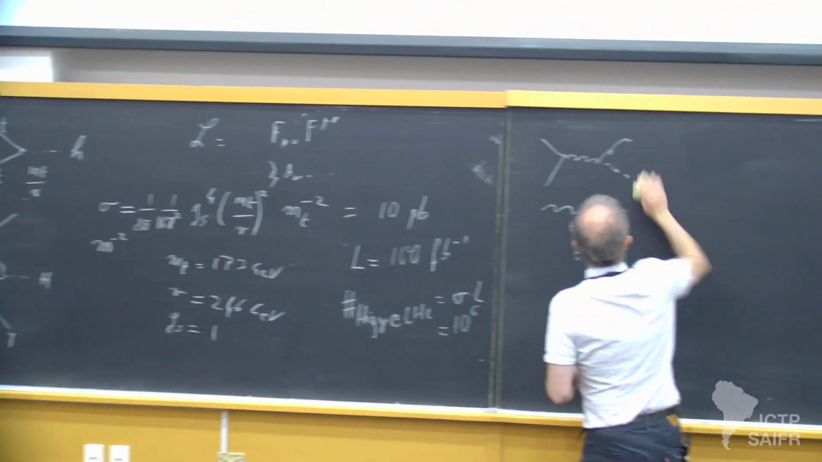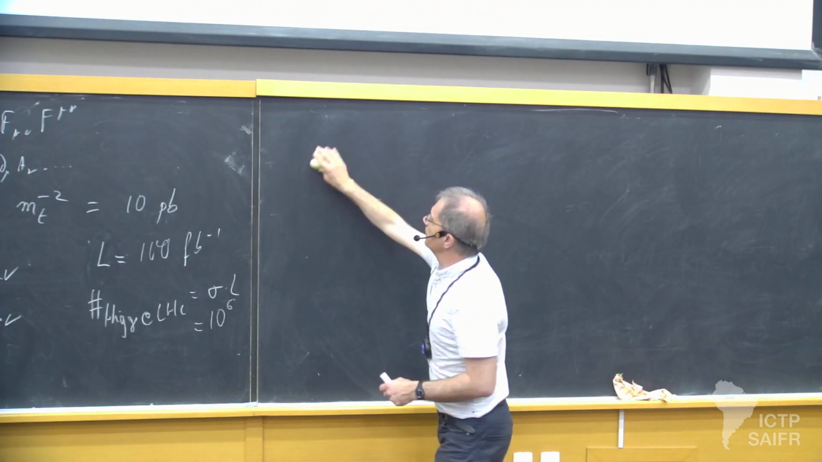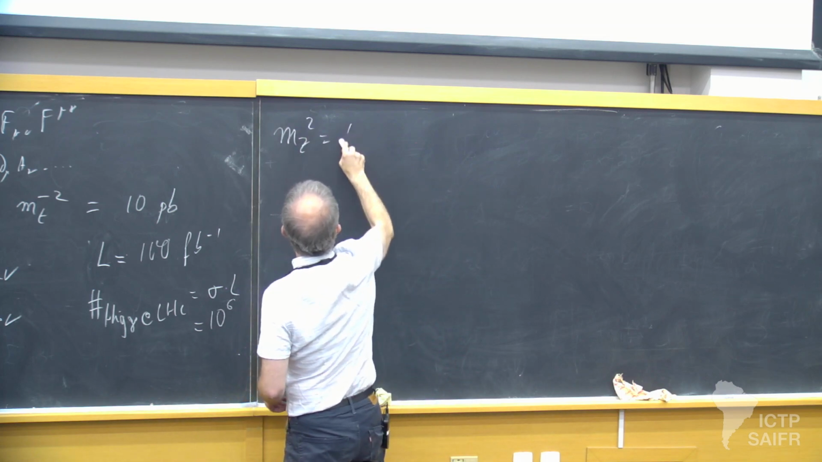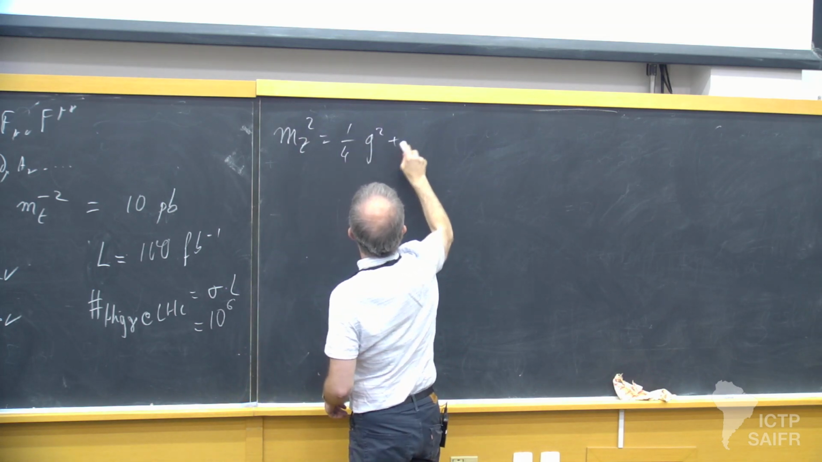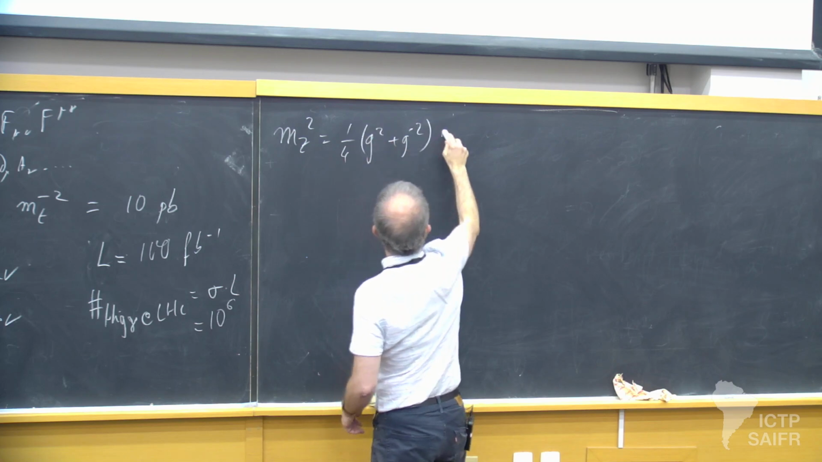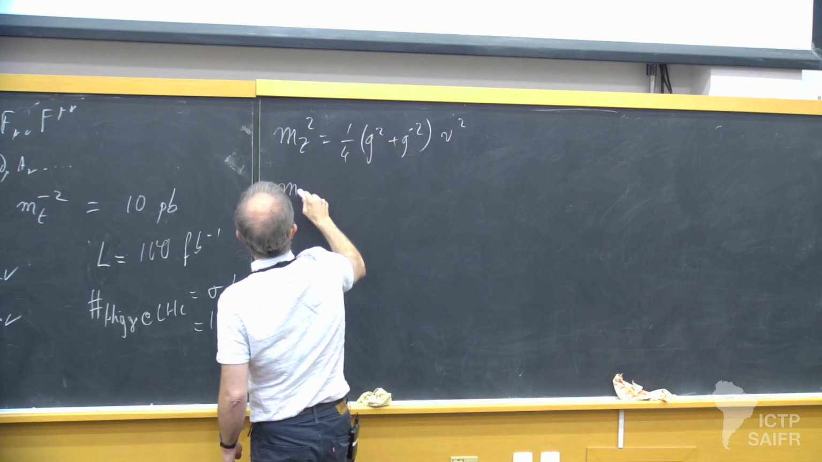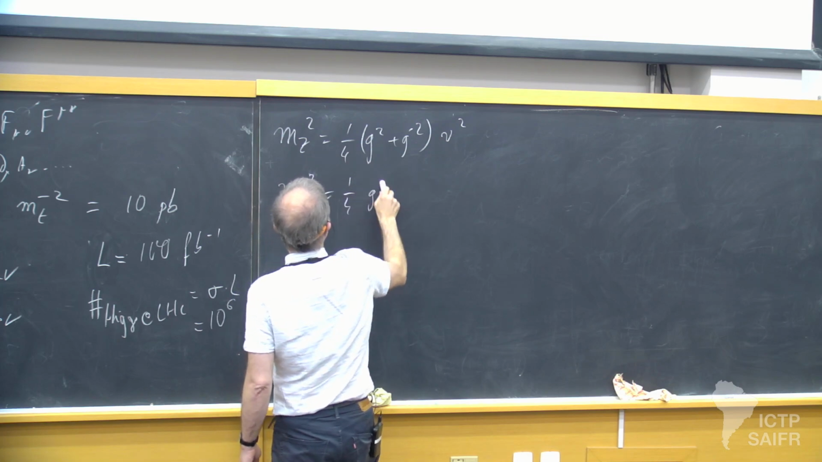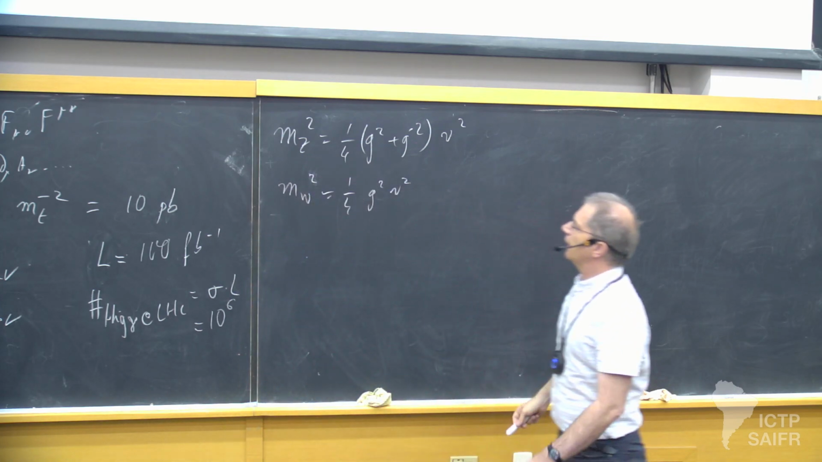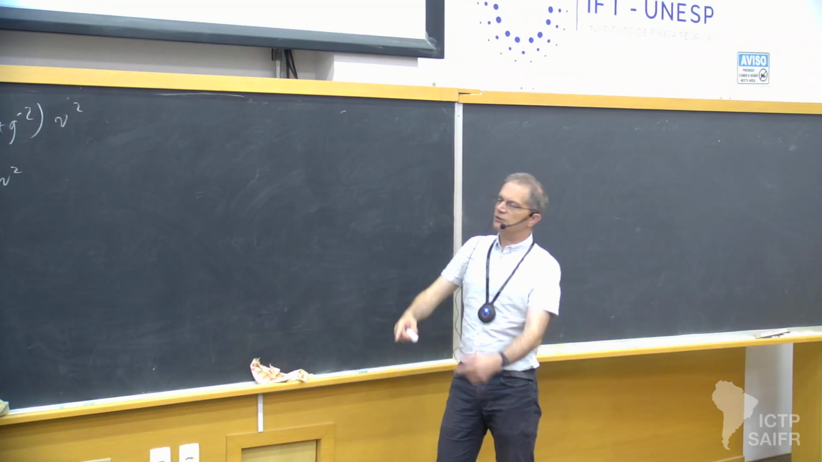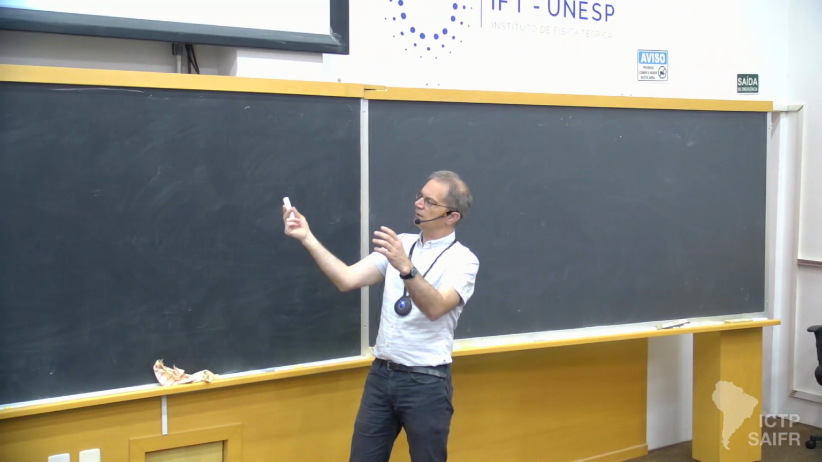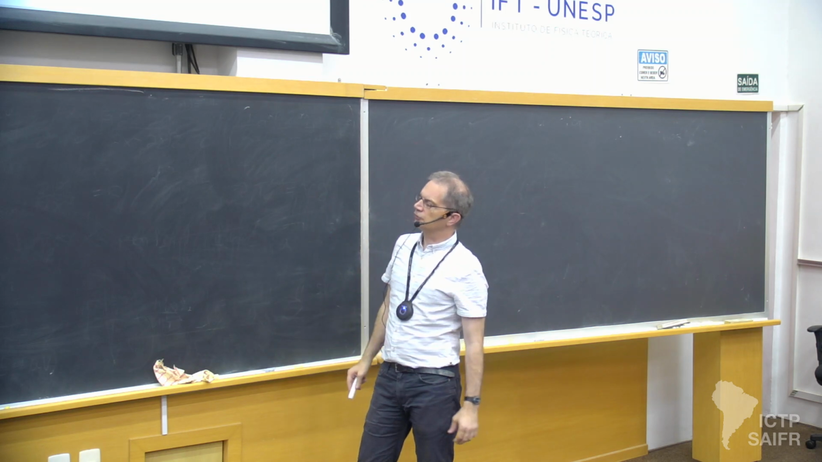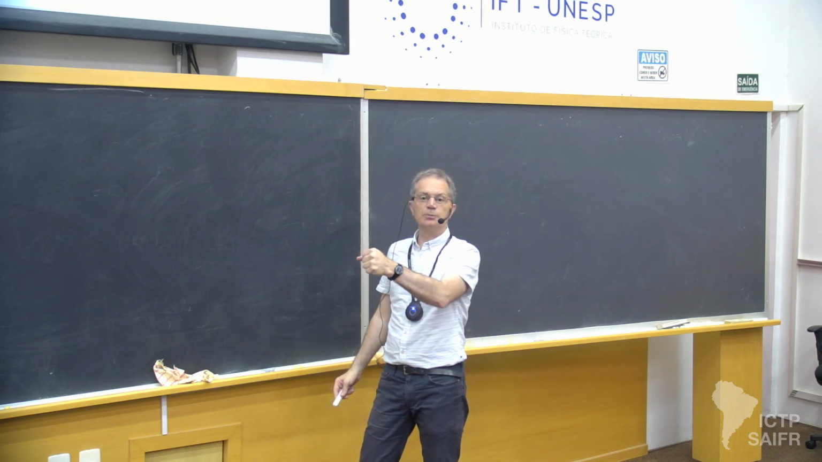Because yesterday, we derived explicitly the mass spectrum. We computed the mass of the Z. That was 1/4 (g squared plus g prime squared) times v squared. The mass of the W squared was 1/4 g squared v squared. And I also told you that, at the end of the day, the Z is a mixing of the gauge boson of SU(2) and the gauge boson of U(1).